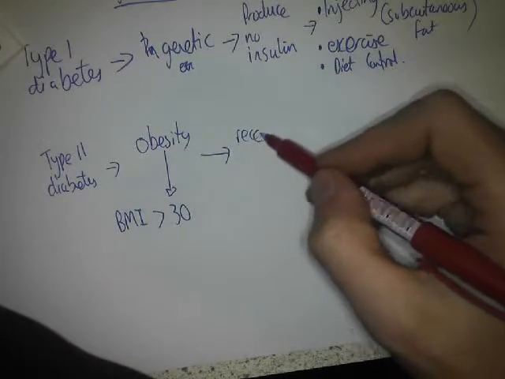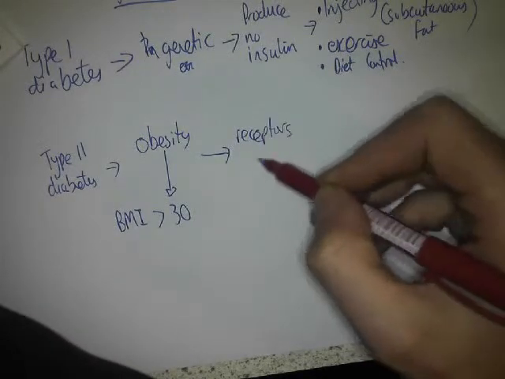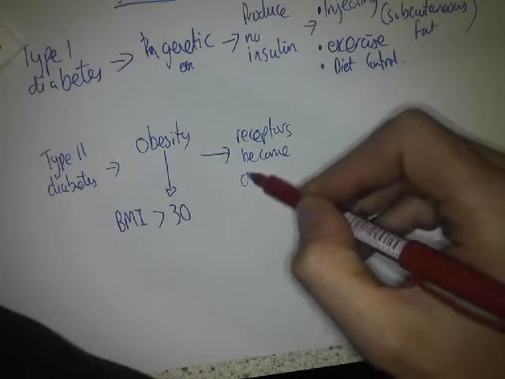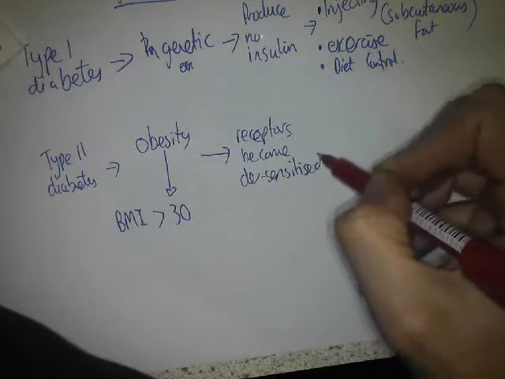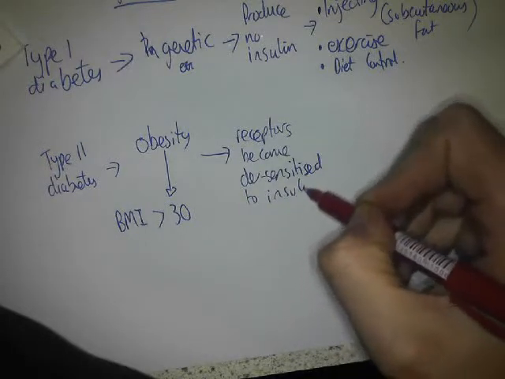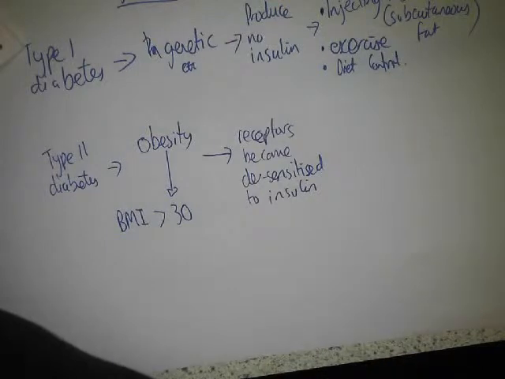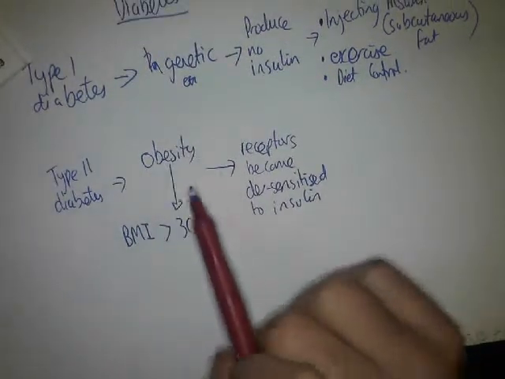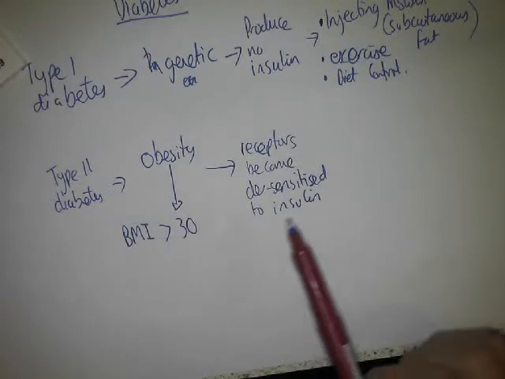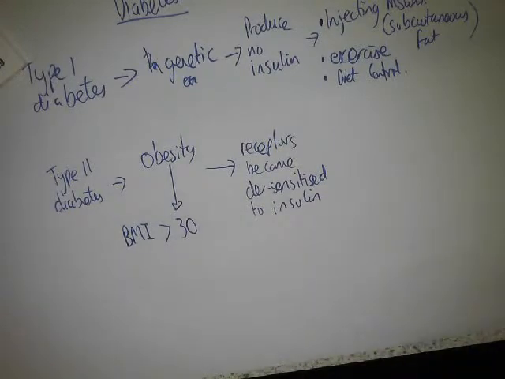It's when your receptors become desensitized to insulin. So the insulin's still there, but because you've been using it so much, because there's so much sugar in your blood, because your diet is a poor one, then your receptors become desensitized, and the insulin cannot do its job anymore. It cannot control blood sugar.